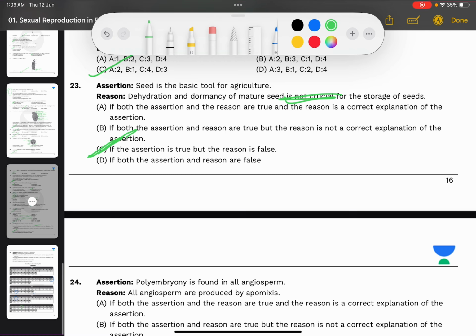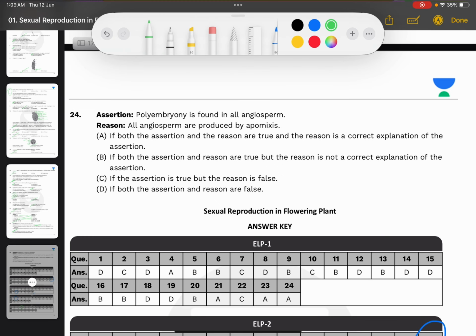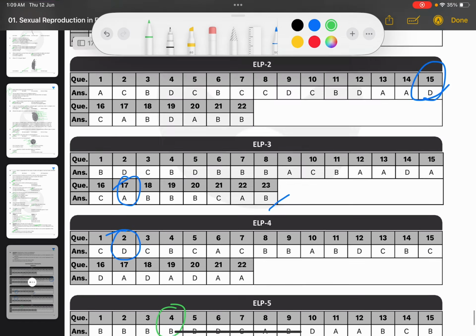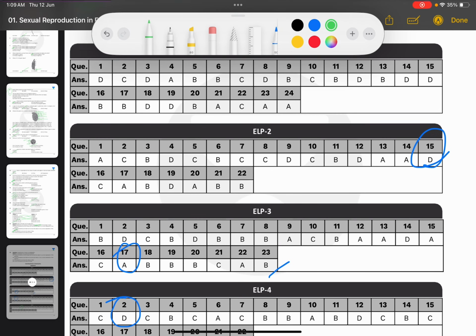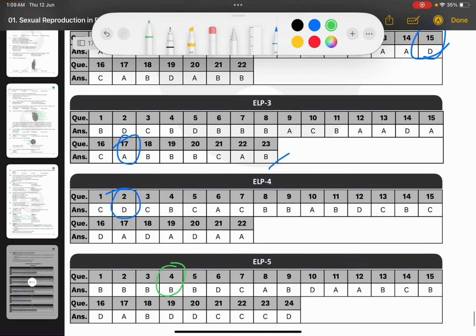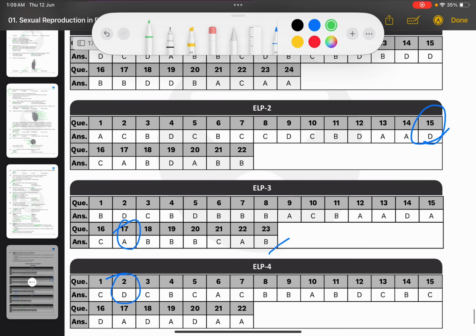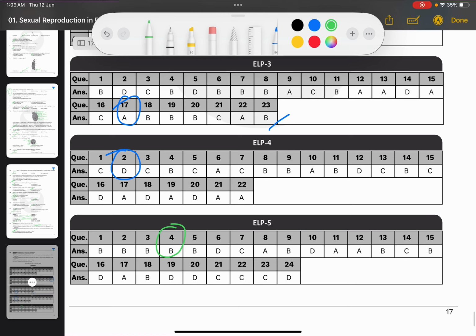I can bet on 23. Polyembryony is found in all angiosperms. Polyembryony? No. No, all angiosperms produced by apomixis. 24 ka D and 23 ka C. So with this we have completed 24, 22. It means 44 plus 2, 46. 46, 3, 49, 20, 69. After that 71 plus 20, 91. And 95 plus 20, it's about 115 questions.